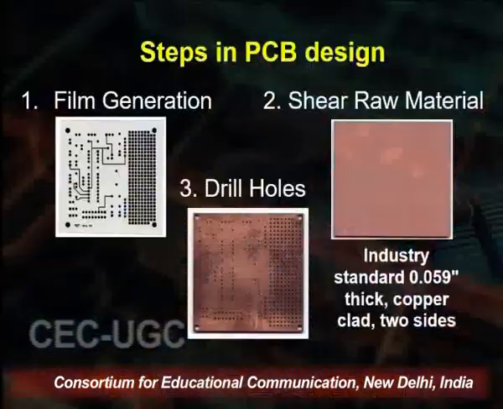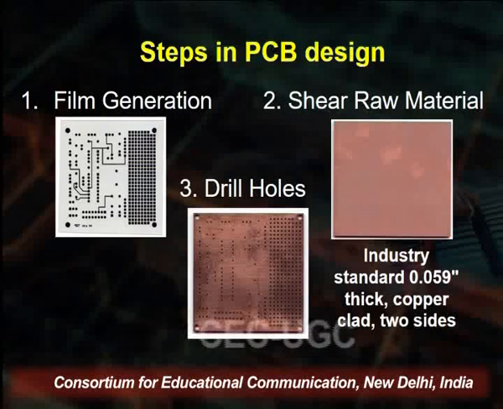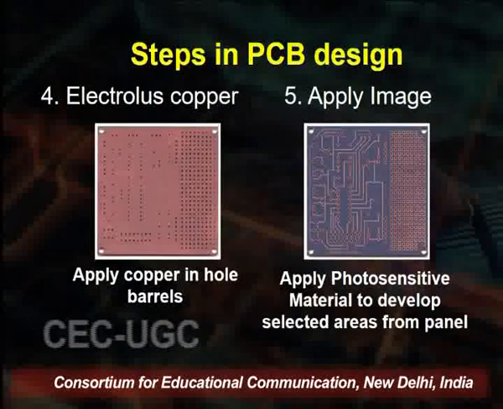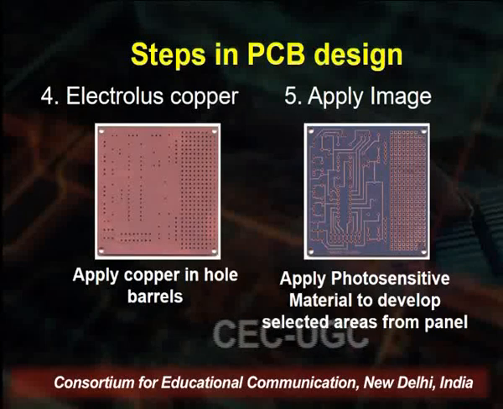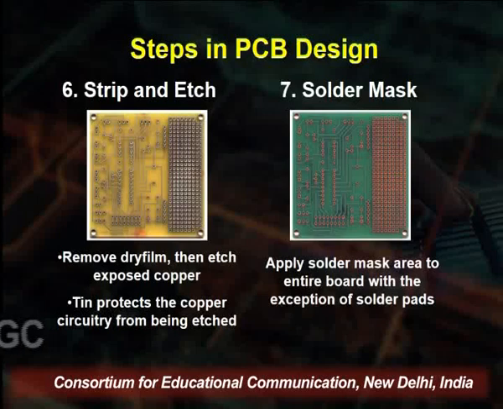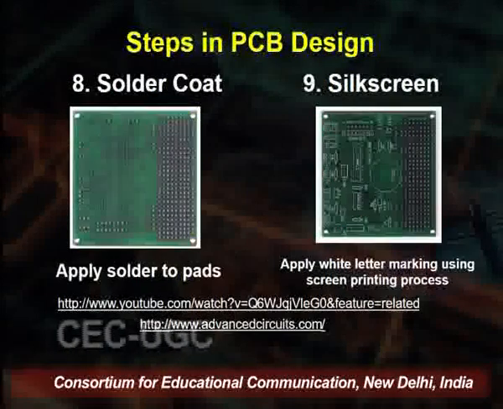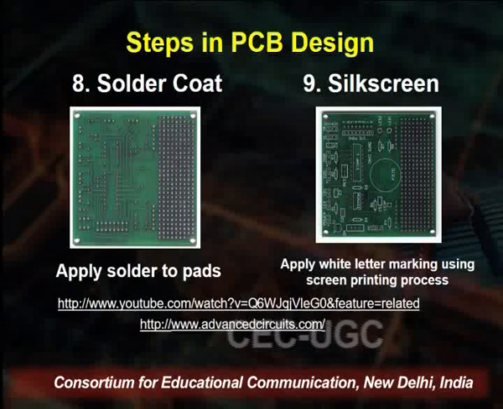So what are the steps in PCB designing? First we do the film generation, then we shear the raw material, then we drill holes, then we apply electroless copper, then we apply images on it, then strip and etching, solder mask, solder coat and silk screen. These are the steps we use in the designing of the PCB. Thank you very much.